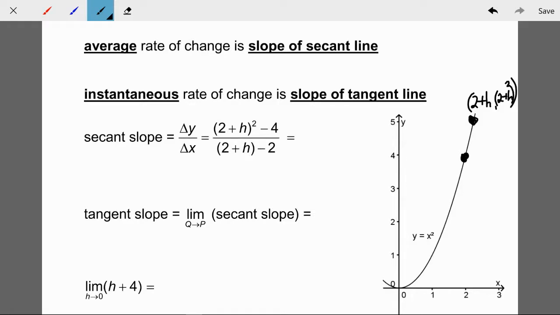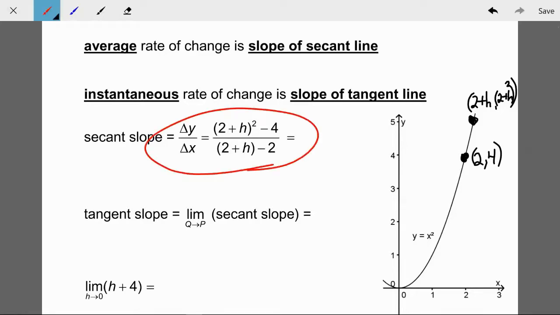And now what I'm doing here is finding the slope between these 2 points. So this was the point (2, 4). Okay, so take a look at what's written out right here. If I want my secant slope, it's just the change in y over the change in x. And you can see that's what's been done, change in y over change in x.